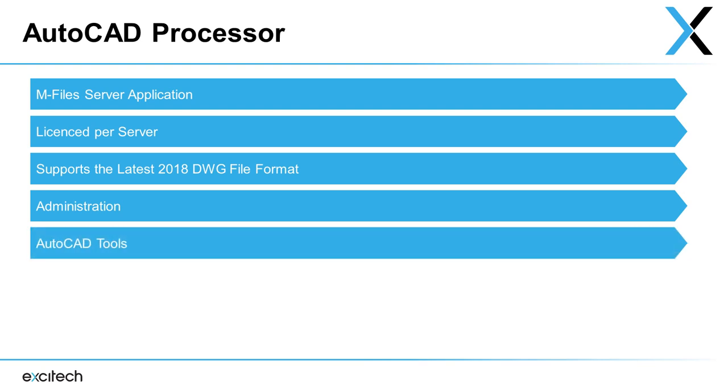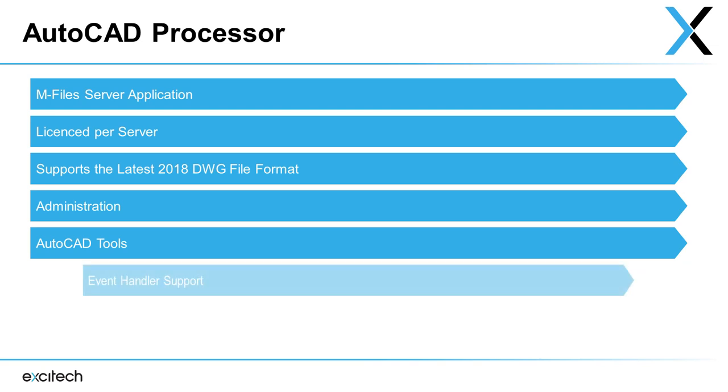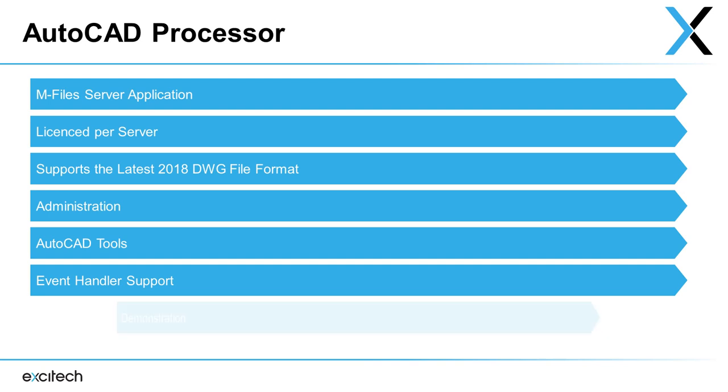AutoCAD Tools is a UI extensibility framework application that allows users to manually perform AutoCAD-based functions from the M-Files desktop client. The AutoCAD processor adds three new vault extension methods that can be easily incorporated into your M-Files configuration and workflows via VBScript.